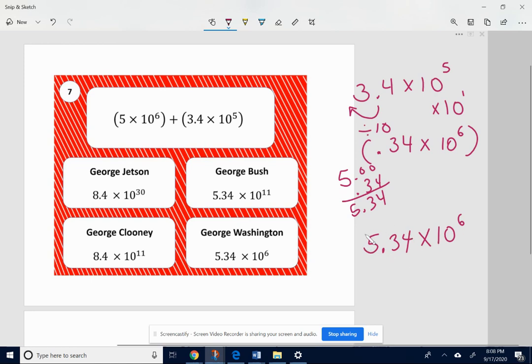Kind of a real quick double check: make sure that this first part is a number between 1 and 10, because if it wasn't, we would have to do a little more work with it. But it is. 5.34 is a number between 1 and 10 because there's one non-zero digit in front of the decimal point. So it looks like the answer to this is George Washington.